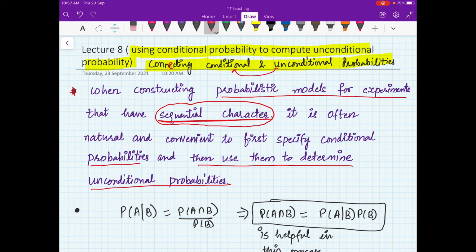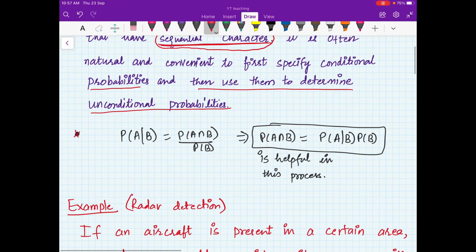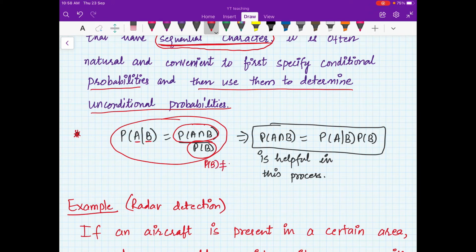The second point I want you to notice is the definition of conditional probability. The conditional probability of A given the event B is the probability of A intersection B divided by the probability of B, where the probability of B is not 0. You can bring this factor over, so you can write this statement as the probability of A intersection B is equal to the probability of A given B times the probability of B.